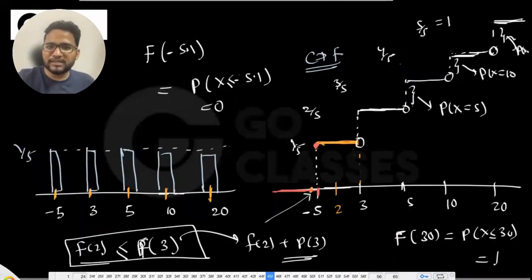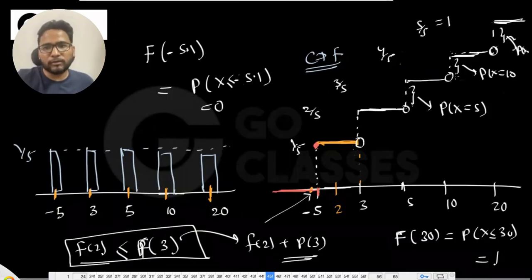Okay, let's not erase it. So this is the final plot you will be getting. Understood? It is an increasing function, very easy. You will be going flat, and the moment there is some probability mass at some point, you will be making a jump.